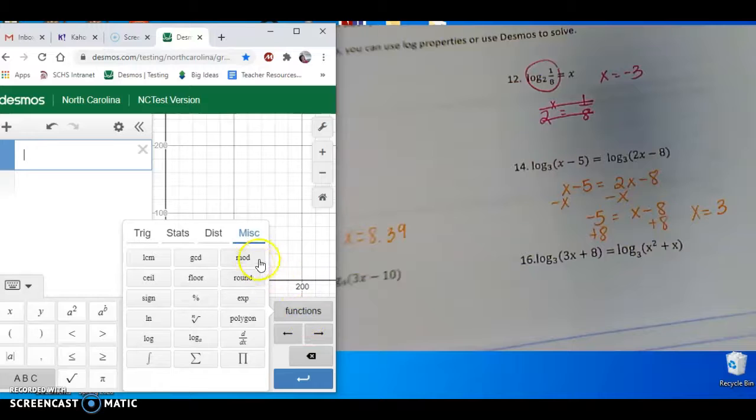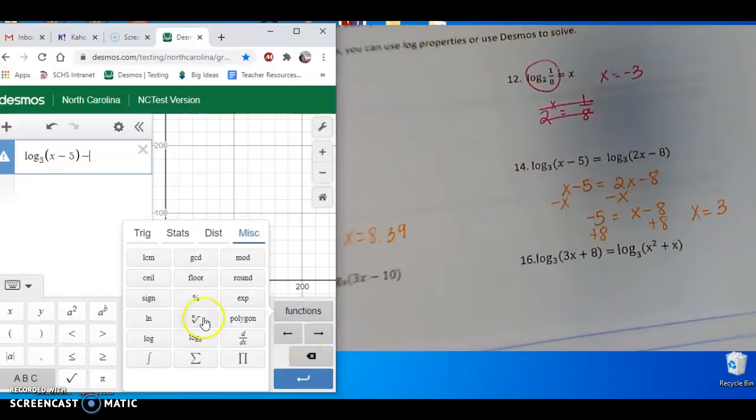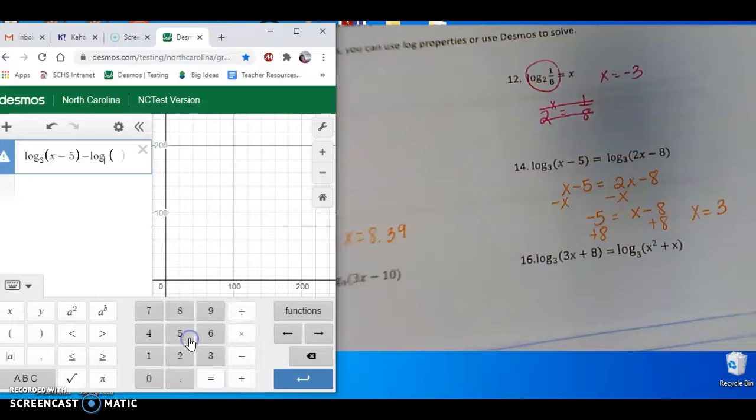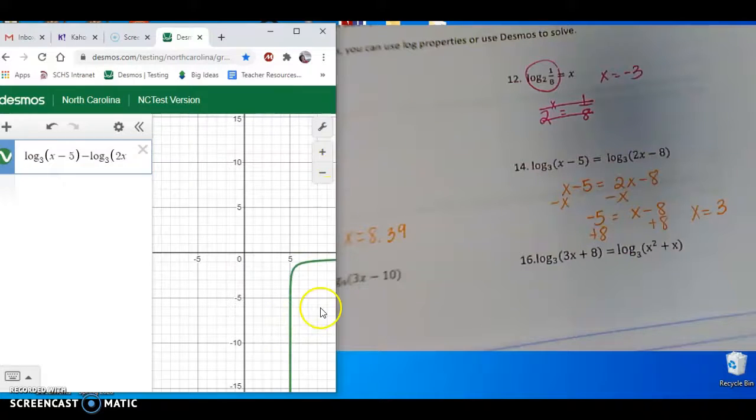I'll show you just real quick to make sure that we understand all the different ways. So log base 3 of x minus 5. Let's see, I should have put parentheses in there. X minus 5. And then I want to move that other one over, so minus, and then I have to do the other log. And I'm looking for where it crosses the x-axis. It's hard to tell here, so maybe I'll go back home and see if home will help.